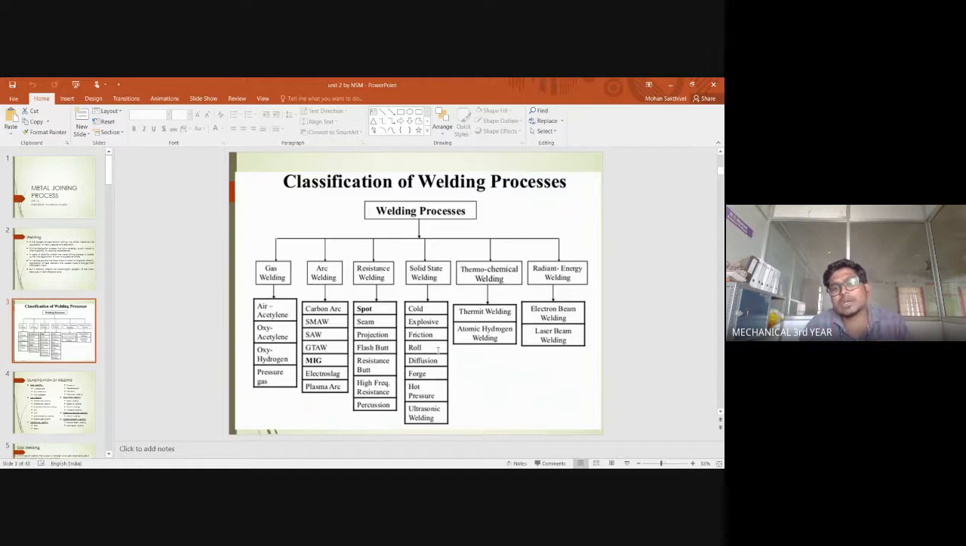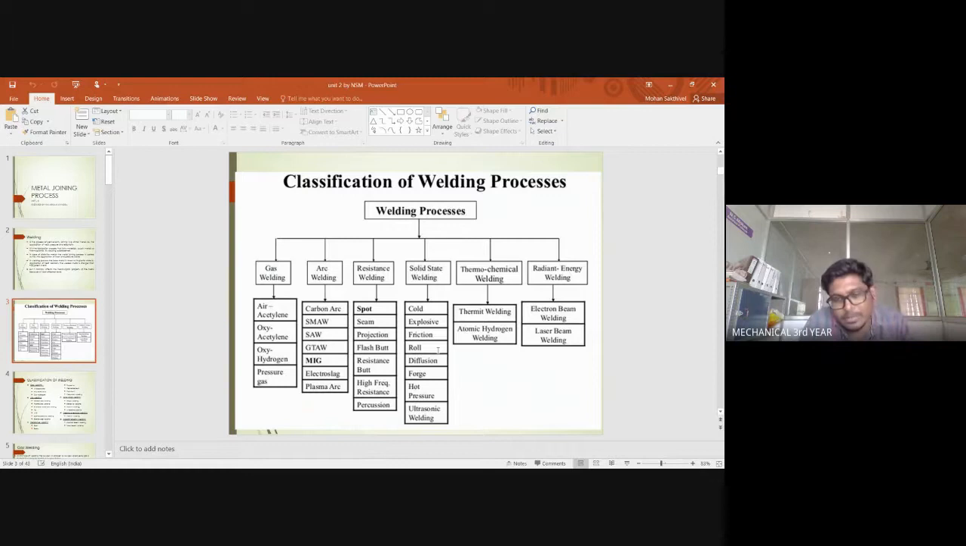And the next category is solid state welding. This particular welding process is especially meant for joining two dissimilar metals. Before that we've seen gas welding, arc welding, and resistance welding. In these types of welding, we will be joining two similar metals. So if piece one is of MS, mild steel, piece two also should be MS, and your electrode or filler metal should also be of the parent metal. That is in the case of gas welding, arc welding, and resistance welding.